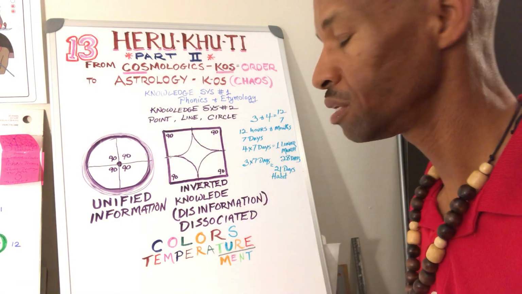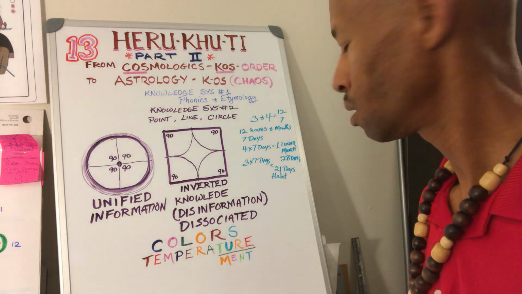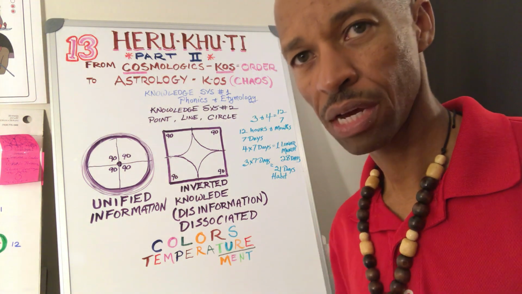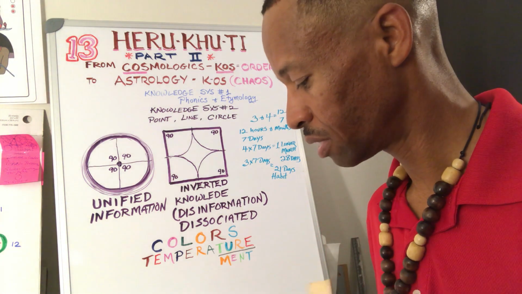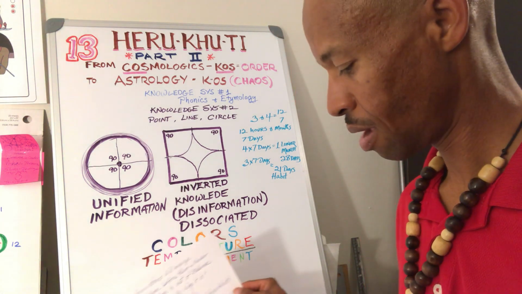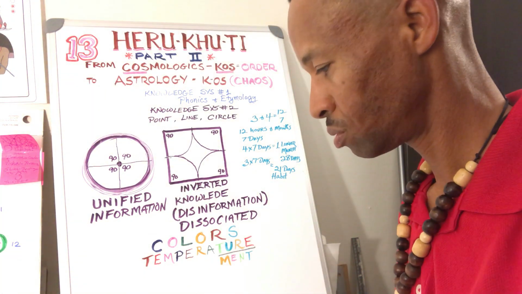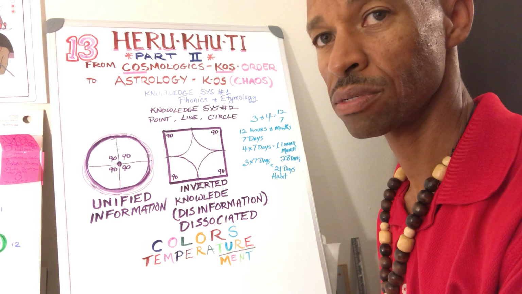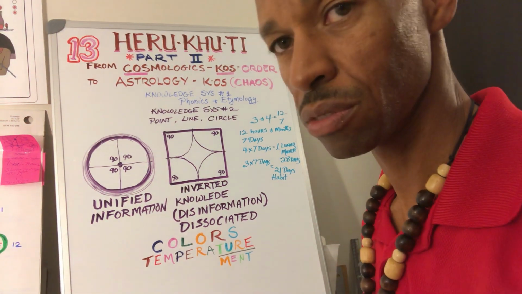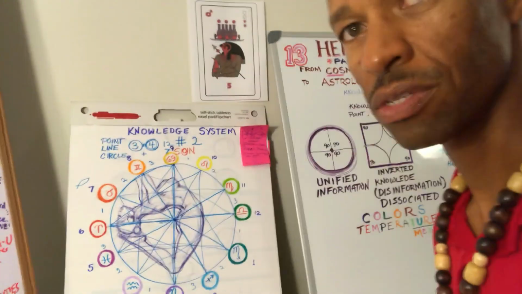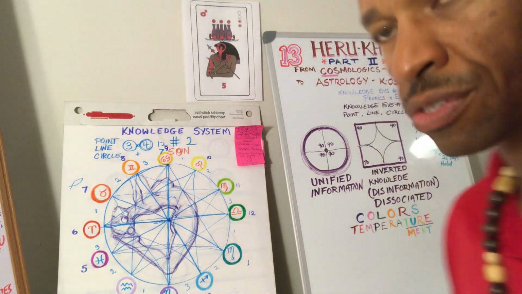Okay, so 4 times 7 days is a lunar month, which is 28 days. 3 times 7 days is 21 days, which is the amount of time it takes to create a habit. I wanted to get those little tidbits in and have that as common knowledge now. These are things that you can look up, you can test yourself. It's not a belief system, it's a knowledge system.